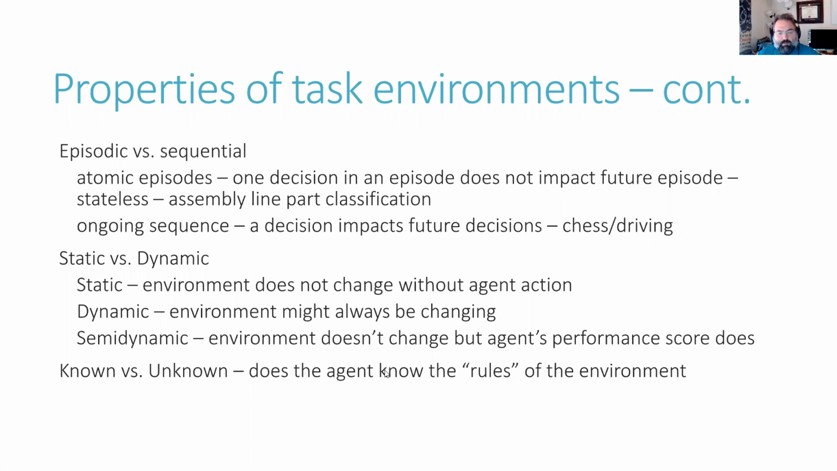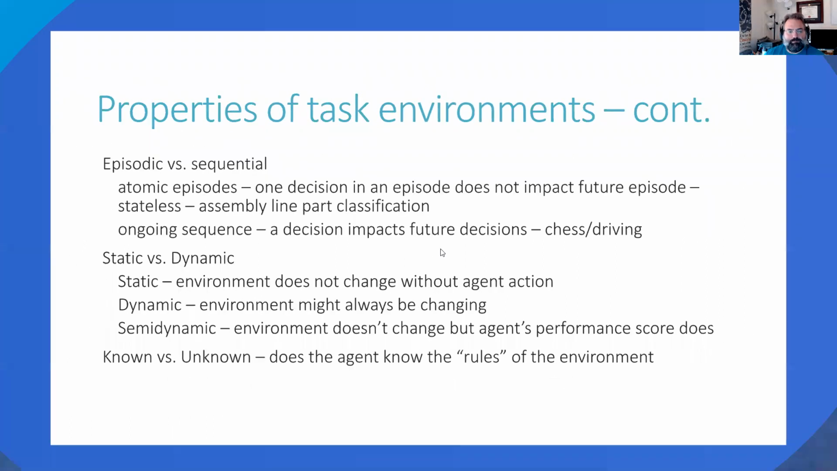Static and dynamic: the environment may change without the agent doing something, or may not. If it's static, it's not going to change without the agent interacting with it. If it's dynamic, it may be changing on its own, or it may be semi-dynamic, where the environment doesn't change, but maybe the performance score does. So maybe there's time involved or some other factor that figures into it. Known or unknown: sometimes the agent knows the rules of the environment, sometimes they don't. Sometimes they have to figure out as they're going along what they're allowed to do and what they cannot do.